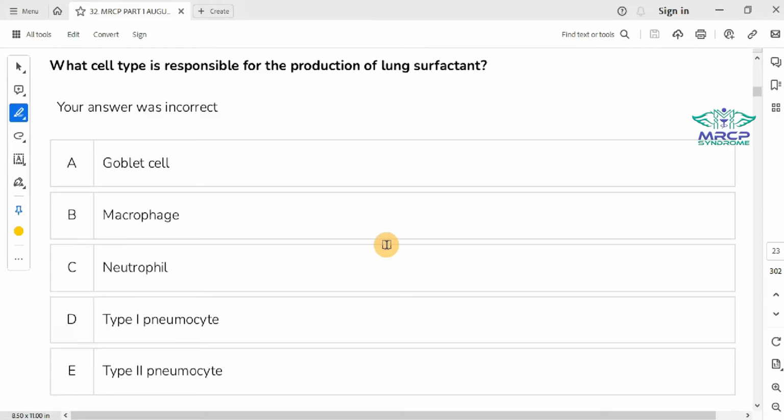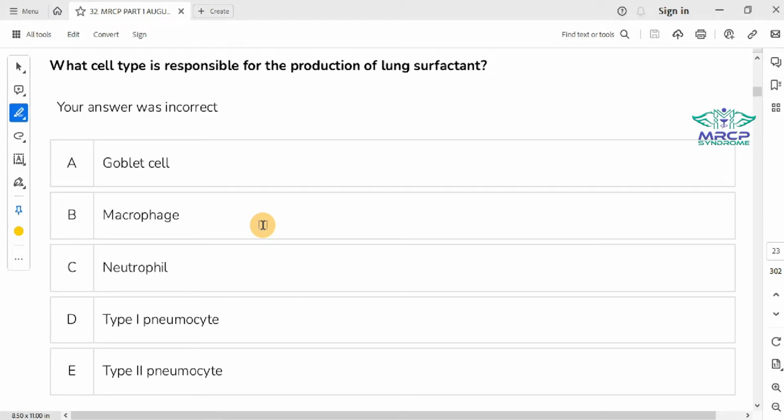Type 2 pneumocyte. Yes, the type 2 pneumocyte, also known as the type 2 alveolar cell. These are responsible for secreting the surfactant in the lungs. And the type 1 pneumocytes are usually responsible for gas exchange. So what is the main constituent or main component of pulmonary surfactant?